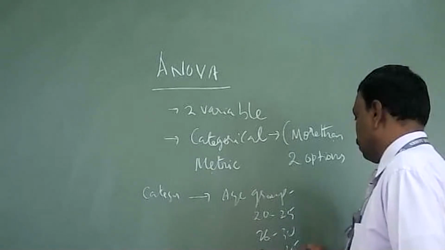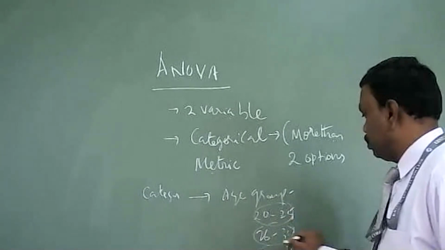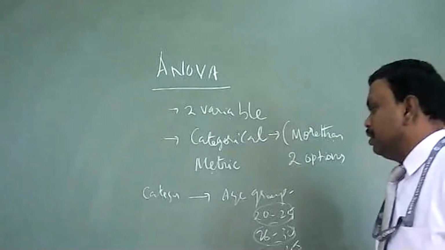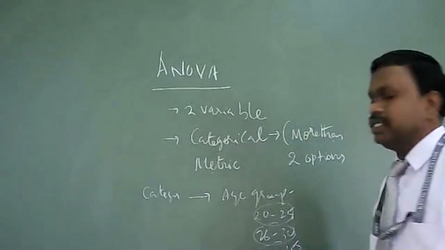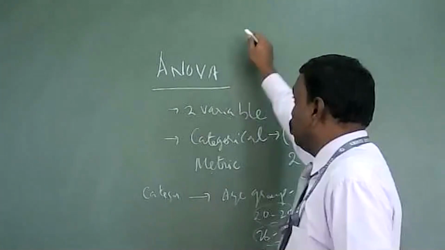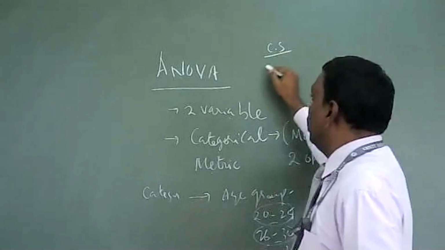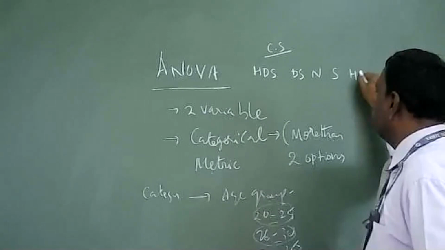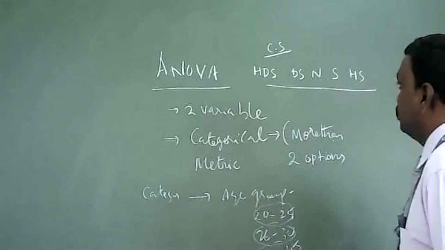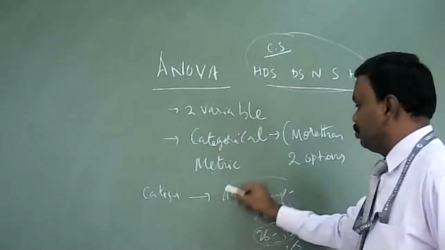So many age groups are there. The next one is the metric variable. I'll consider customer satisfaction. I'm using the same variable so that you can understand. Consider that I'm measuring customer satisfaction using a Likert scale: highly dissatisfied, dissatisfied, neutral, satisfied, highly satisfied. And the age group is a categorical variable.